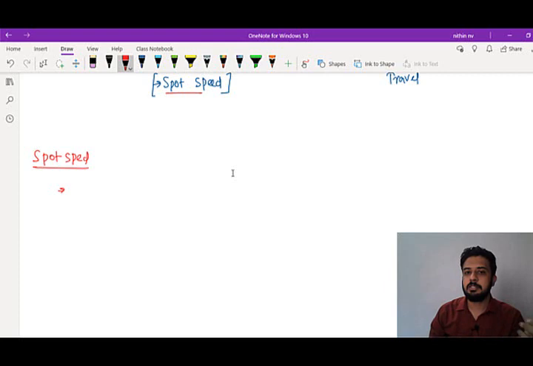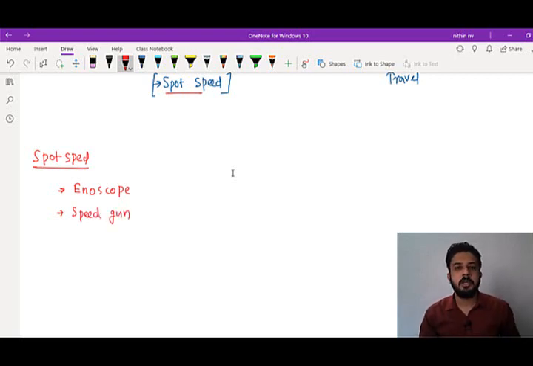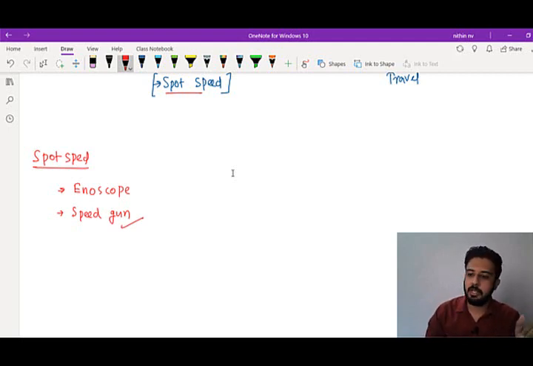Out of all these, there are two very important methods, the Enoscope method and the speed gun method. This has already been asked in the GATE exam and various state exams. These are the two very important instruments we use to find spot speed. The Enoscope is a very simple method, anyone can do that experiment, but the chance of errors is more. That's why nowadays we prefer the speed gun. I will tell you first the Enoscope, then the speed gun.